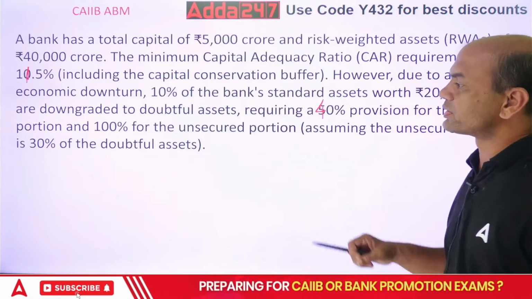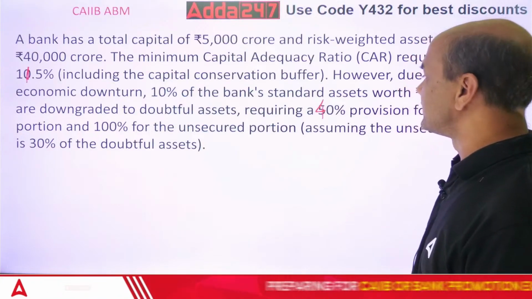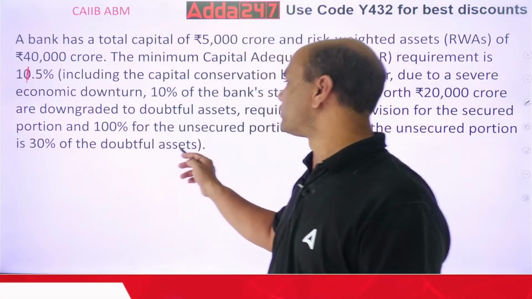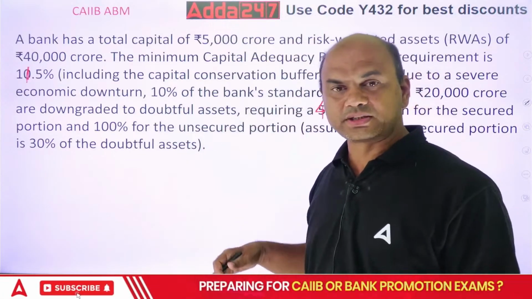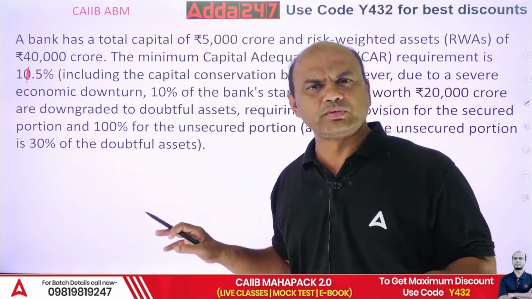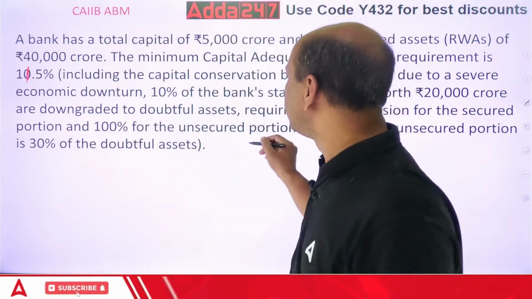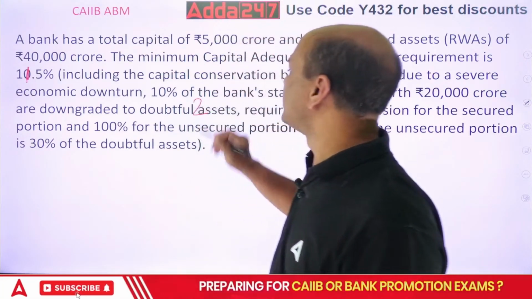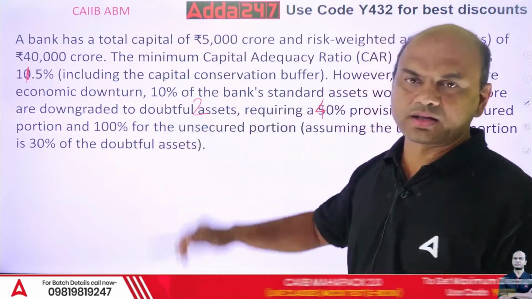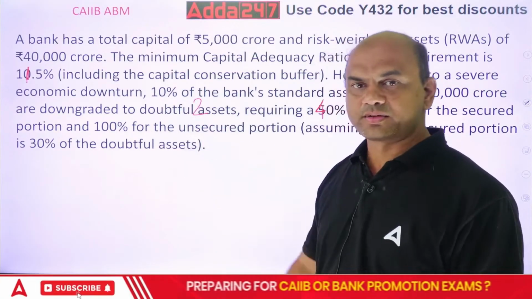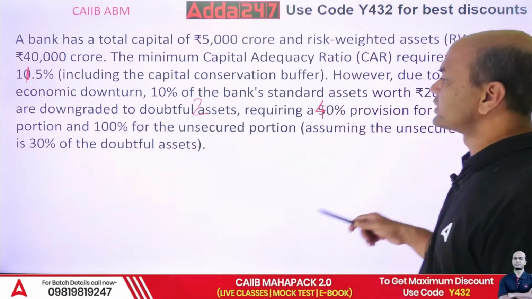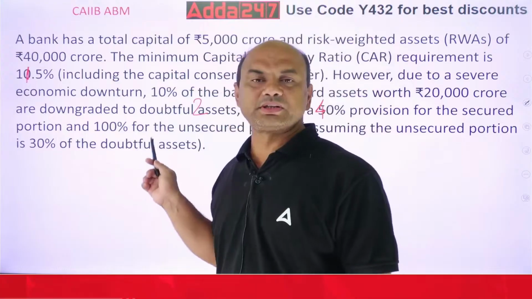Assuming the unsecured portion is 30% of the doubtful assets. So total, whatever the doubtful assets are, 30% of that is unsecured. Very confusing numerical. This is in D2, doubtful 2 assets, because D2 has this provision of 40 and 100. D1 has the provision of 2500. So remember, the unsecured portion is 30% of the doubtful assets.